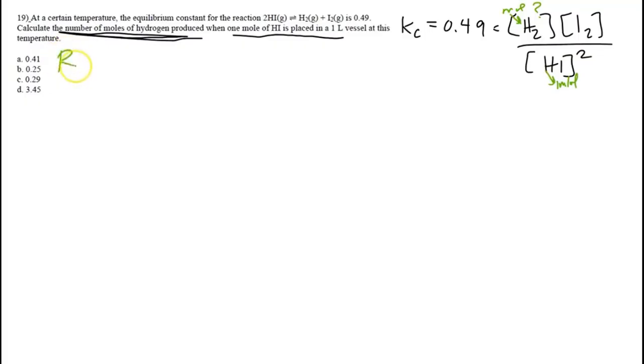Oh, we're talking about Rice tables again. Anytime we're thinking of initial, you're starting off, you don't know equilibrium amounts, you have to do a Rice table to get those equilibrium amounts. So then you can figure out whichever they're trying to ask you to figure out. Okay. So my Rice table, I have my 2HI, I'm going to break down to H2 and I2.